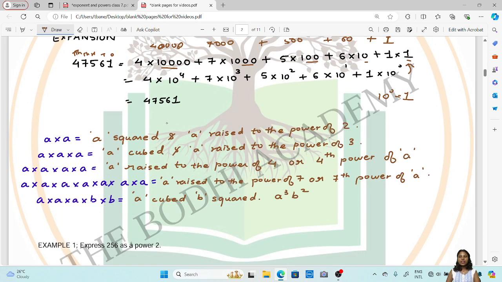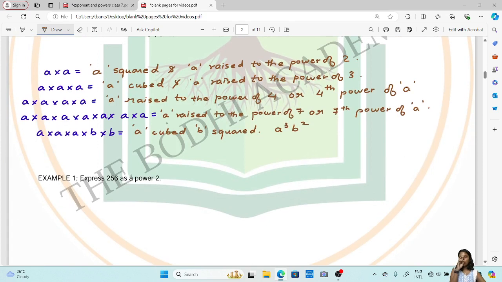Now, how do we read these exponents? Say you have the first one, a into a. So this is read as a squared because there are two a's, or a raised to the power of 2. It is basically a is multiplied twice. So it is a squared, or it is read as a raised to the power of 2. Then we have a thrice. So here it will become what? A cubed, or a raised to the power of 3.